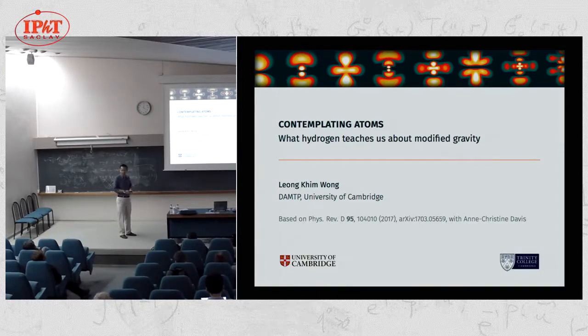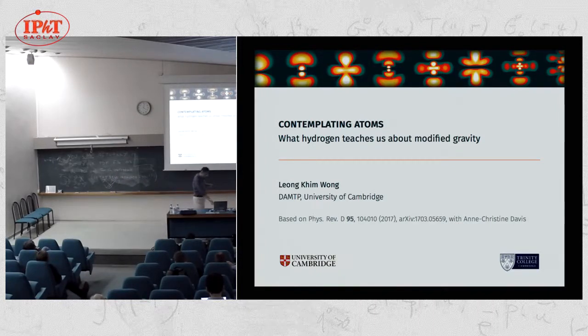The greatest example, of course, is the prototypical chameleon model with the Ratra-Peebles potential with n equals 1, and so on. That has almost certainly been ruled out by these laboratory tests. So can we do better? Anyway, when I say modified gravity, of course, I really only mean the chameleon-like theories.